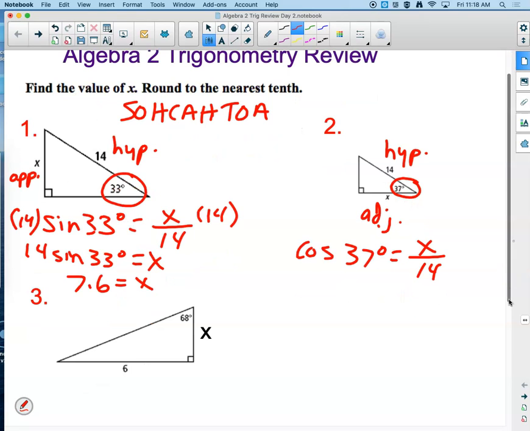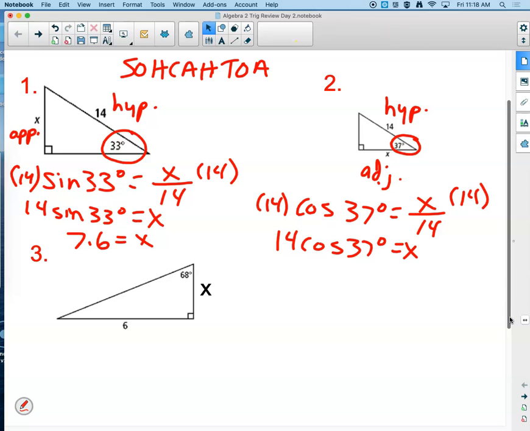How can I get x alone? Multiply both sides by 14. And again, that cosine of 37 is stored in our calculator. So if we just punch in 14 cosine 37 degrees, 11.2.